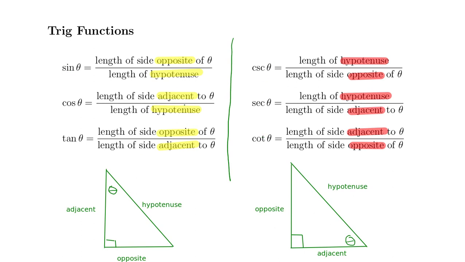And it's based on the ordering of these ratios, right? The hypotenuse is on the bottom for these two. The hypotenuse is on the top for these two. In this one, we have opposite over adjacent. Here we have adjacent over opposite.